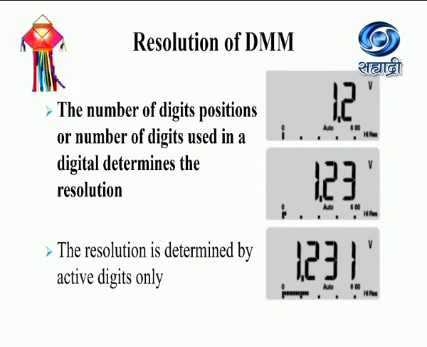So if you consider this diagram here, 2 digit, 3 digit and 4 digit DMM is shown. In the first part, 1.2 volt is there. Means what? The active digits are 2, that's why the resolution of this DMM is 2. In the second, 3 digits are shown, that's why the resolution of this DMM is 3 digit. And in the last part, that is 1.231, we have 4 digits, that's why the DMM resolution is 4 digit. So these are the active digits which are displayed on the screen, and they determine the resolution of the DMM.